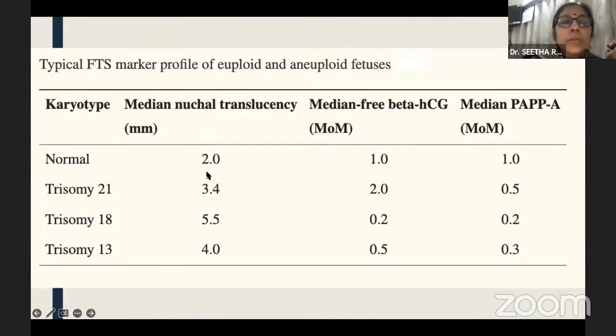So if you typically take a normal karyotype fetus, with the nuchal translucency at the median, the free beta-HCG would be 1 and the PAPP-A would be 1. And as we said earlier, the free beta-HCG would be 2 for trisomy 21 fetuses and PAPP-A would be 0.5, whereas in trisomy 18 and 13, you will see all of them are actually reduced because defective placentation also happens here, and this fetus does not synthesize enough of these products, and that is visible in the screen.